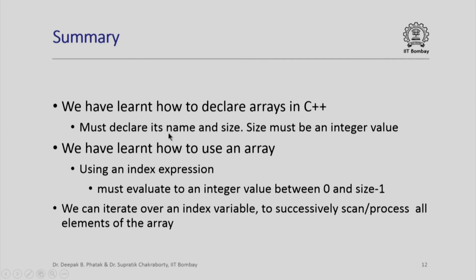In short, we have learned how to declare arrays in C++. We note that we must declare its name, and the size must be an integer value. Please note that it cannot be a variable or expression in a declaration, because those many locations have to be allocated by the compiler even before execution starts. We have learned how to use an array using an index expression. We must evaluate the index expression to an integer value that is always between 0 and size minus 1.